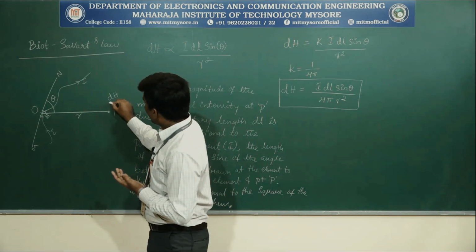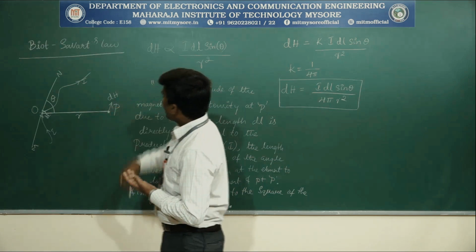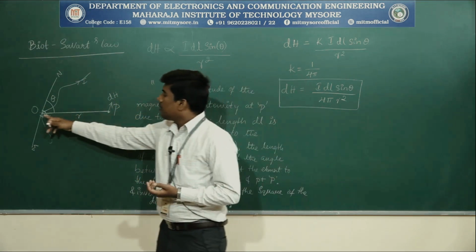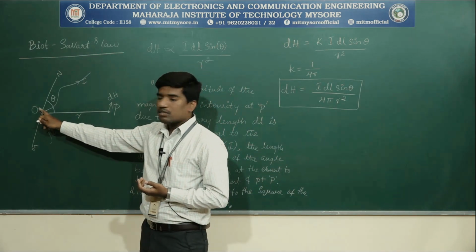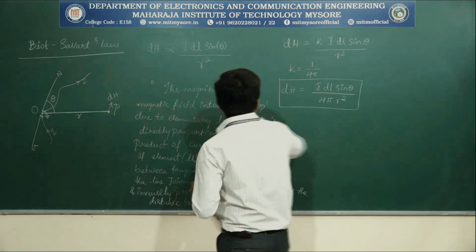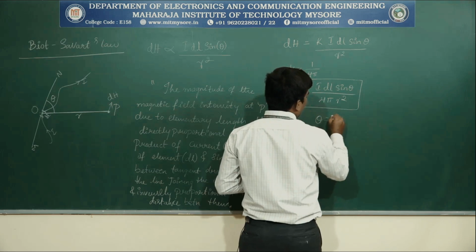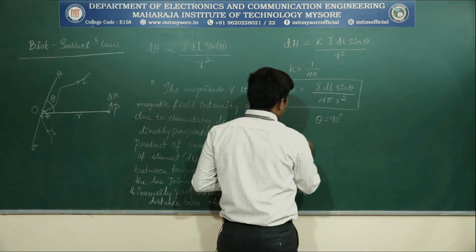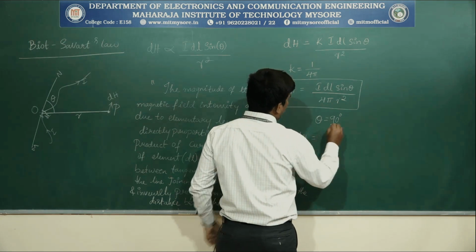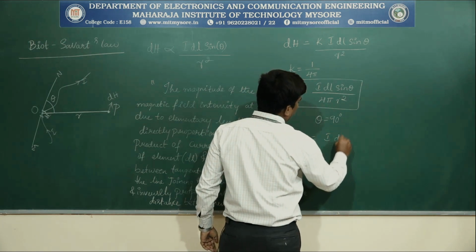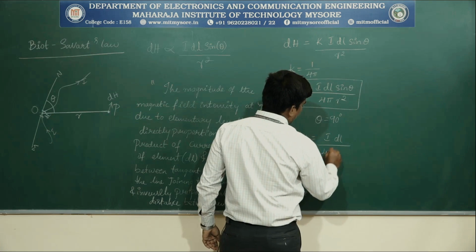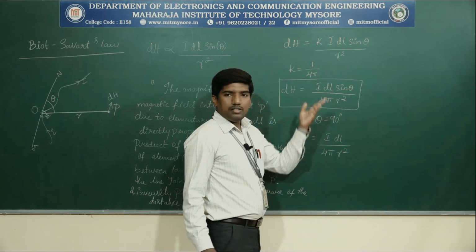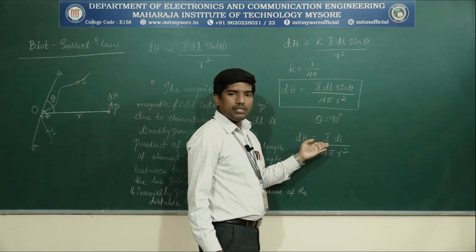The magnetic field intensity dH is perpendicular to the point element chosen at point O. Therefore, theta is equal to 90 degree. Perpendicular means 90 degree. Then the above equation reduces to dH is equal to I into dl divided by 4 pi r square. Right? Sin 90 is 1. Therefore, this is the equation.